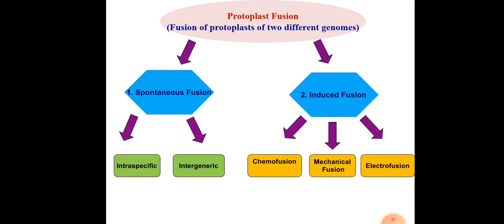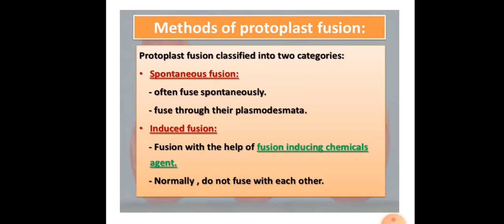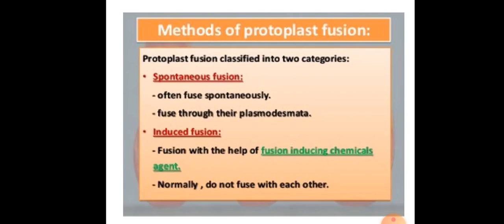This method is of two types: one is spontaneous fusion as well as induced fusion. Spontaneous fusion is intraspecific and intergeneric, and induced fusion can be by chemofusion, mechanical fusion and electrical fusion, that is electrofusion. In this method the protoplast fusion is classified into two categories, spontaneous as well as induced. In the first, the protoplasts often fuse spontaneously through the plasmodesmata, and in the induced method we have to add some fusion chemicals, called agents, since protoplasts normally do not fuse with each other.